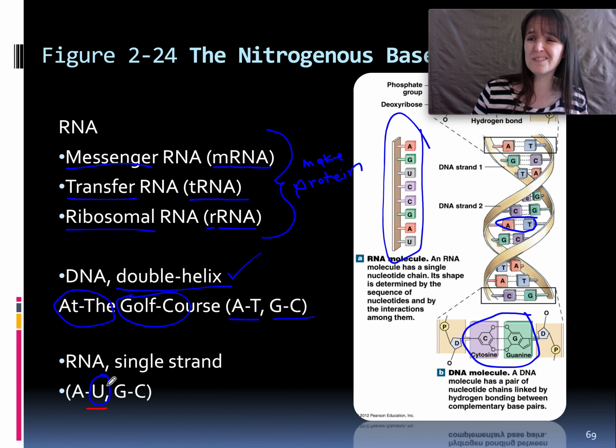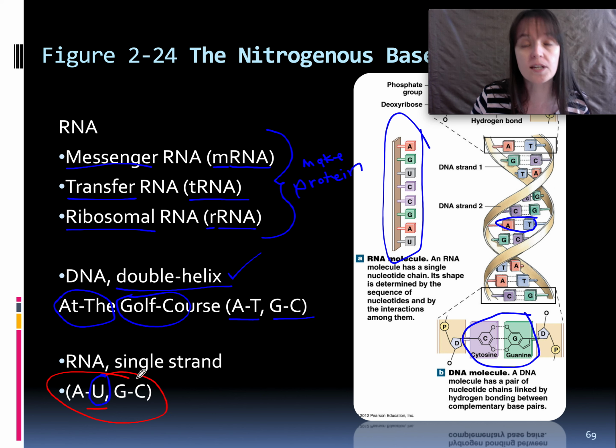Uber golf course. I have no mnemonic for this, so if you think of a great mnemonic for the RNA base pairs and how the complementary base pairs pair together, please leave it in the comments because I got nothing. Okay, help a teacher out.